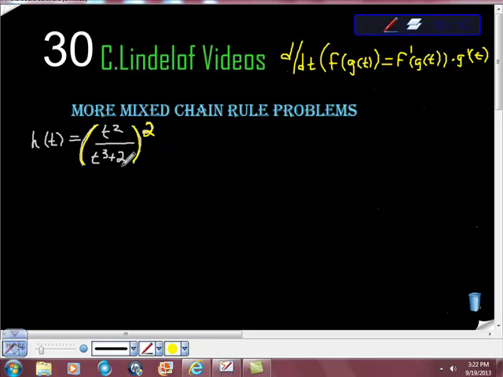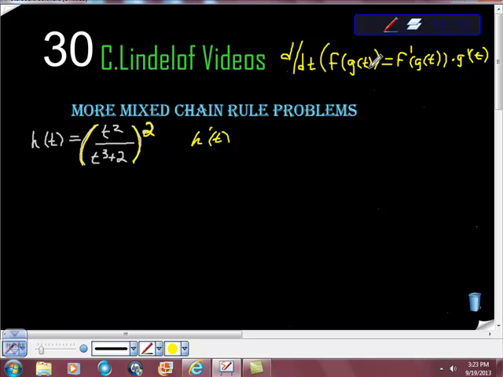So here I'm starting to look at this problem, and we're asked to find h prime at t. We're given that h of t is equal to the quantity of t squared over t cubed plus 2, to the second power. This is what I'm recognizing: I recognize that this is a chain rule problem.